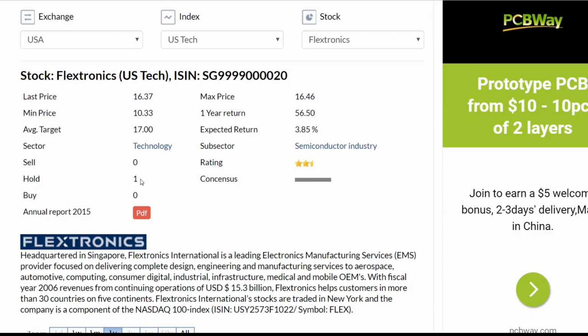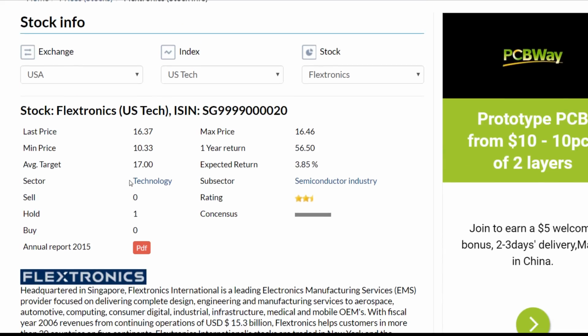Here we can see no sell recommendation and one hold recommendation for the company. It gives average target stock price $17 US. It's 3.85% higher than the current stock price. It means that the company is a little bit underrated now.